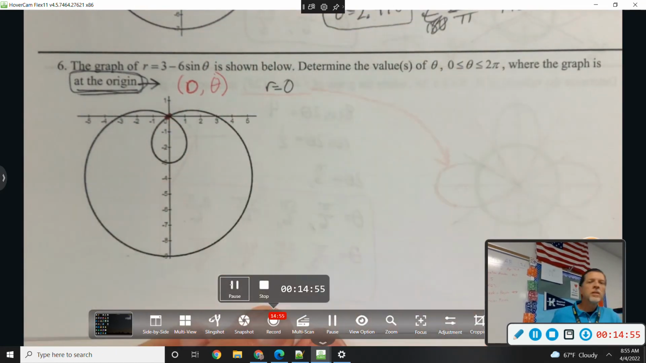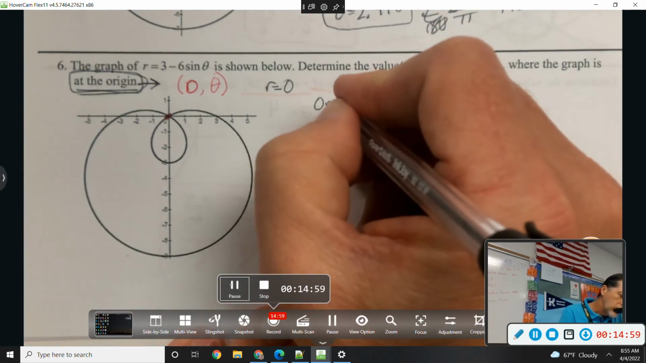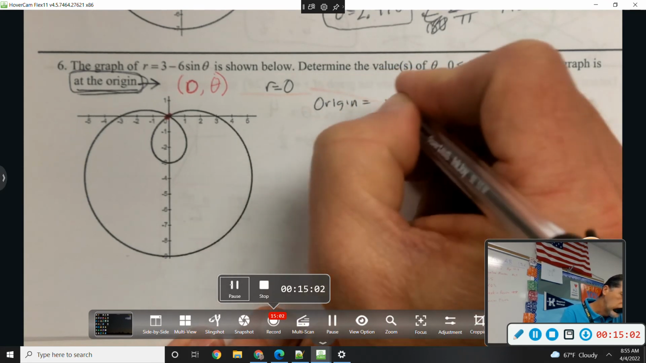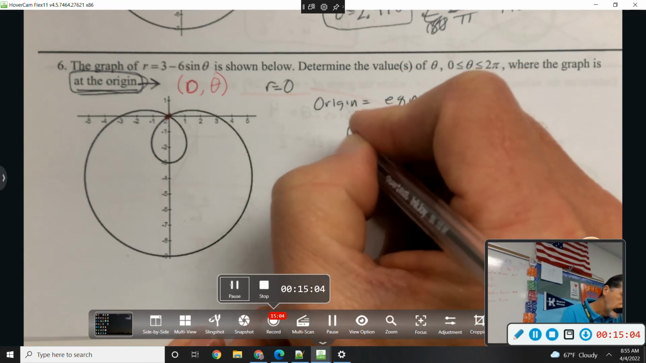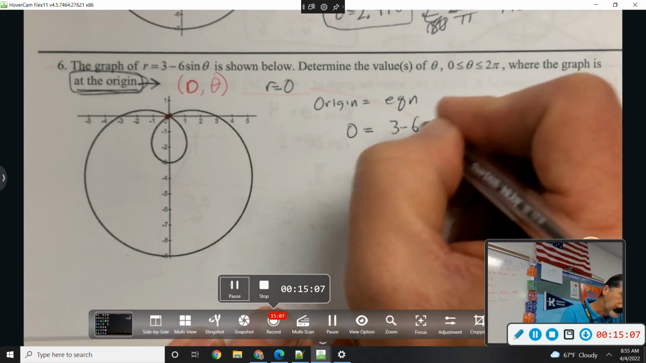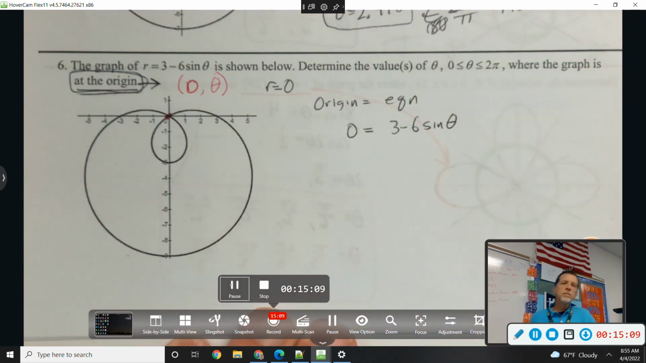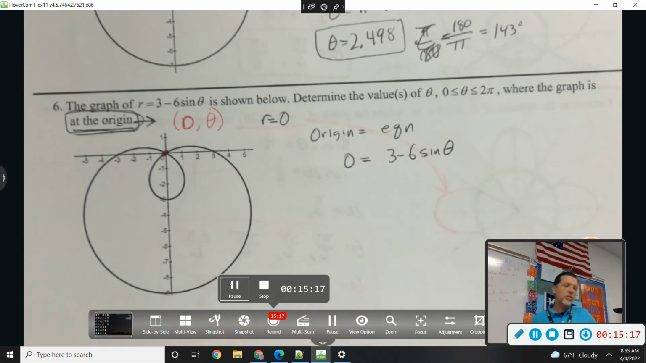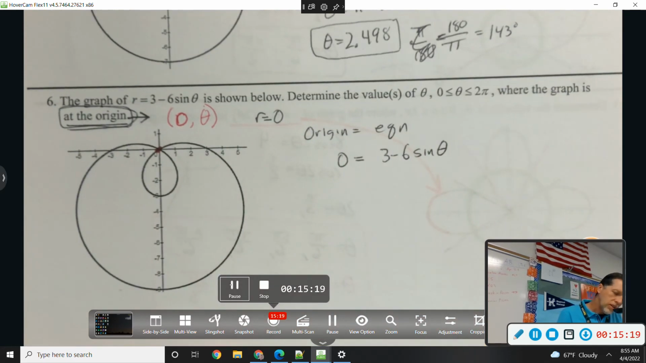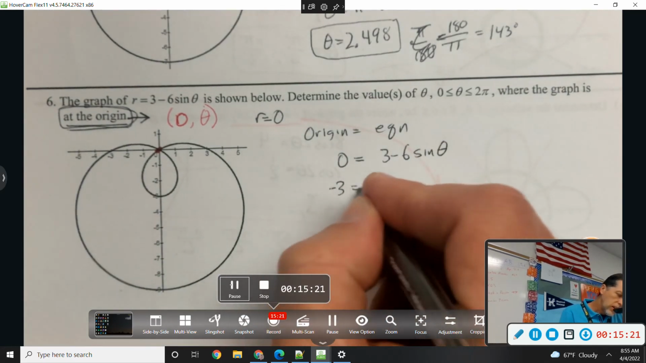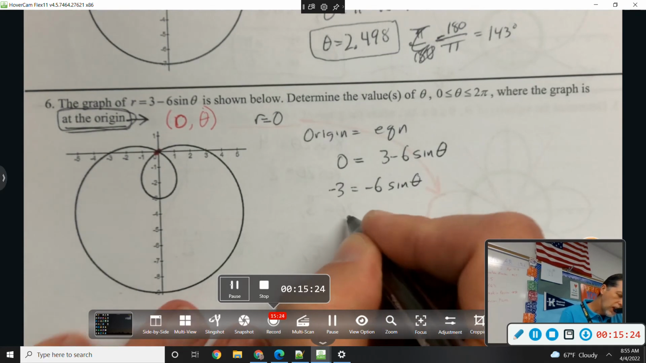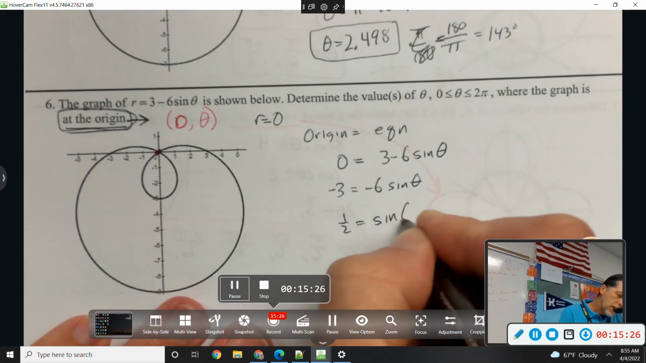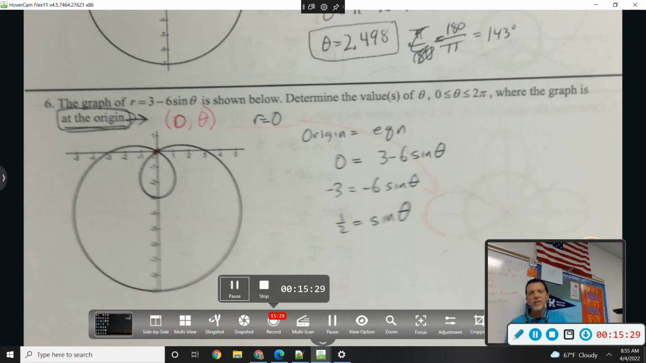So it's sort of the intersection of the origin equals the equation. So 0 equals 3 minus 6 sine theta. So it's kind of like the other ones where you just set the two equations equal to each other, but one of the equations is r equals 0. And this one's a little harder to tell graphically.